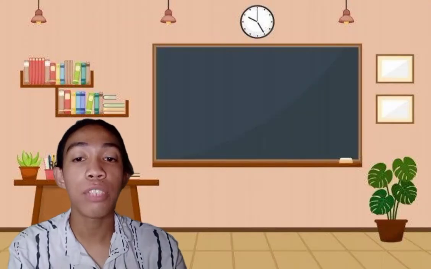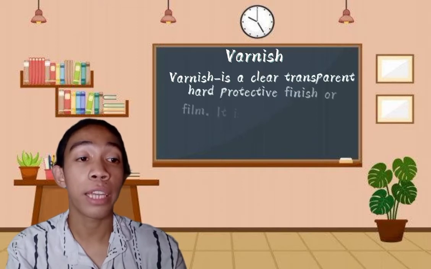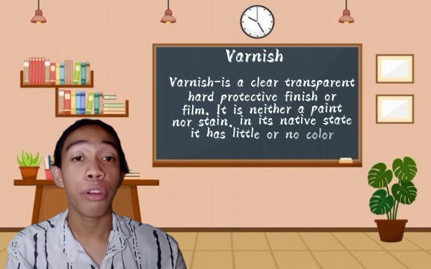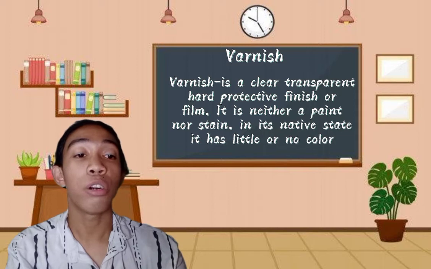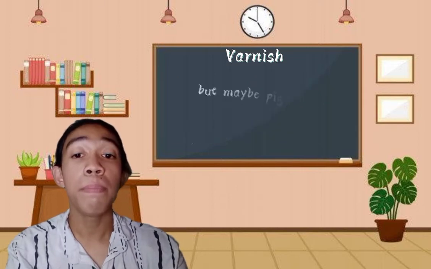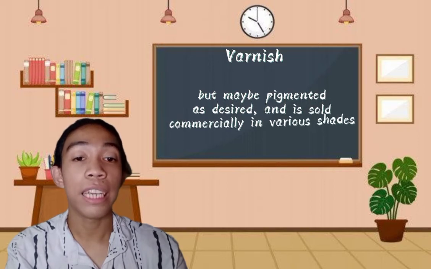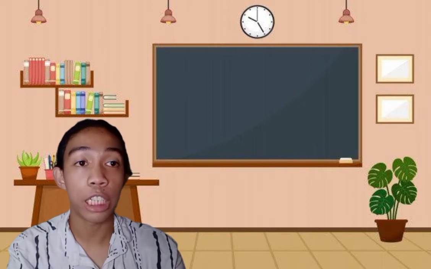The next one is varnish. Varnish is a clear, transparent, hard protective finish or film. It is neither a paint nor stain. In its native state, it has little or no color but may be pigmented as desired, and it's sold commercially in various shades. And here are some examples of varnish.